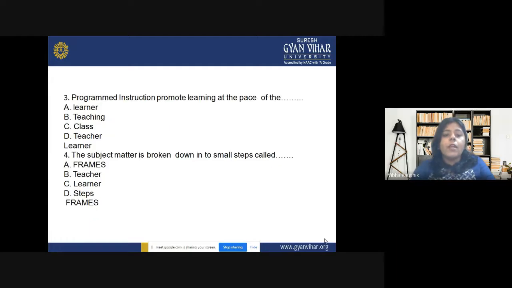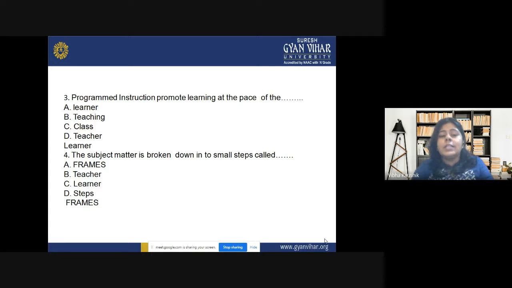Now, program instruction promotes learning at the pace of the dash. Now, the program instruction is promoting learning at the pace of what? Or the pace of who? Now, the options are A linear, B teaching, C class, or D teacher.